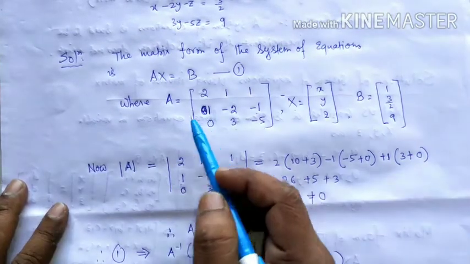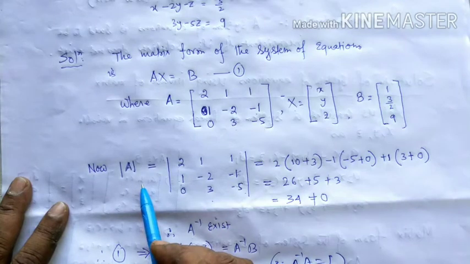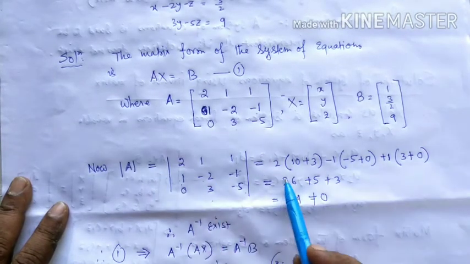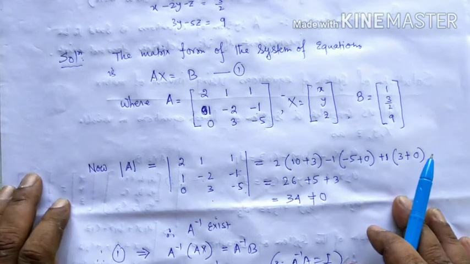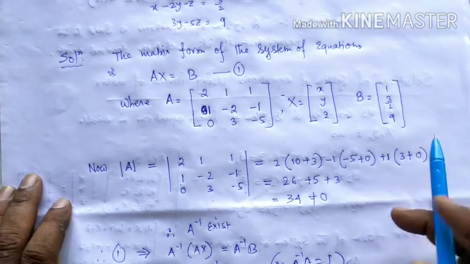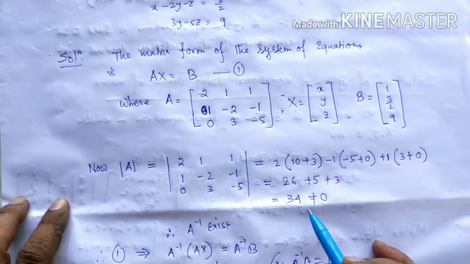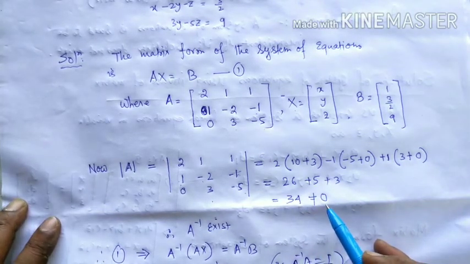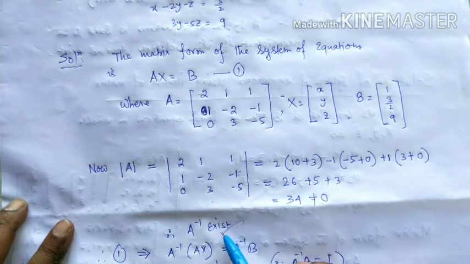Now your coefficient matrix is this. We get the determinant of A, and if you expand this determinant, I am not going to explain here, I think you all know how to expand a determinant of order 3. If you expand this determinant, you will get 34, which is a non-zero quantity. Since determinant of A is not equal to 0, therefore A inverse what?